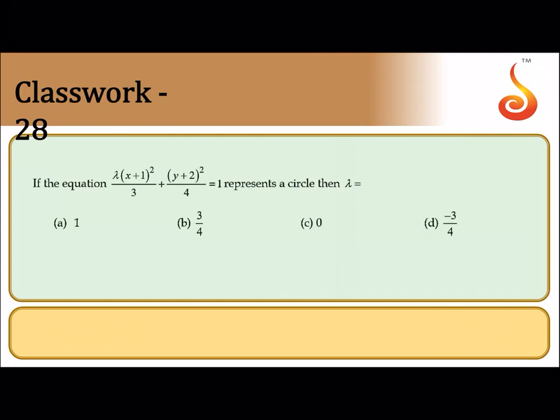Option D is correct. 28. So they represent the circle. Circle means the coefficient will be same. We will write as (x+1)² by 3 by lambda plus (y+2)² by 4 equal to 1. So when it becomes a circle, 3 by lambda must be equal to 4, or lambda is equal to 4 by 3.